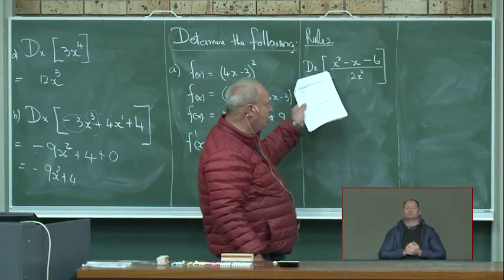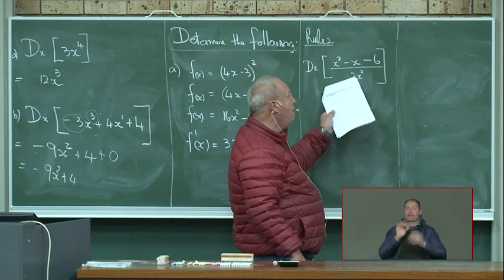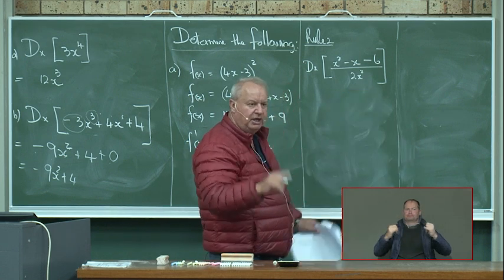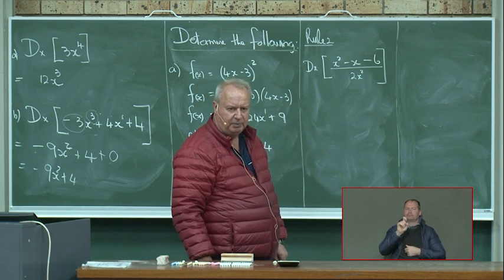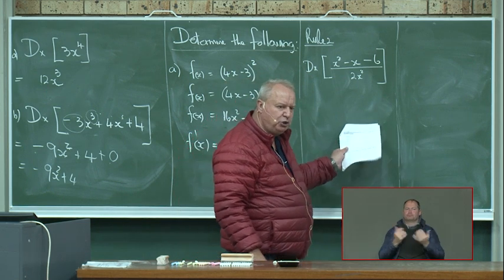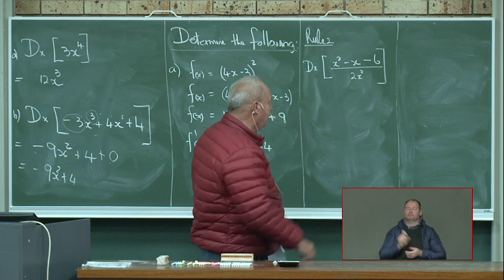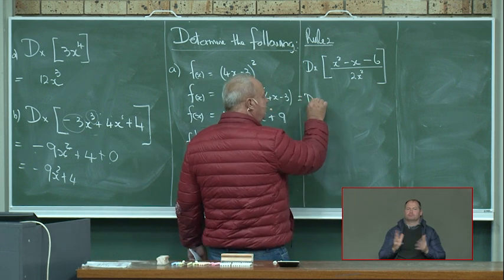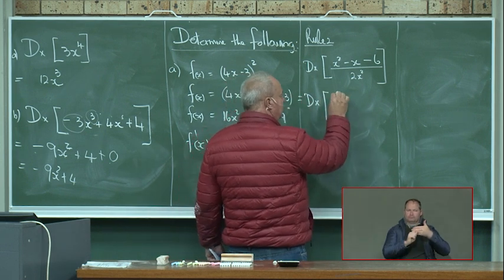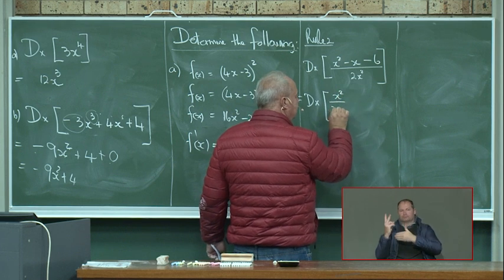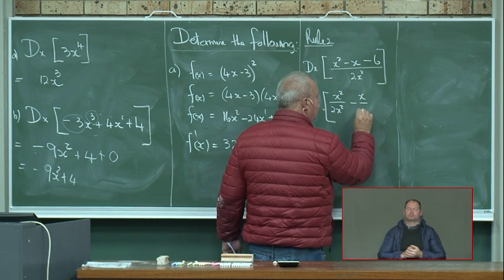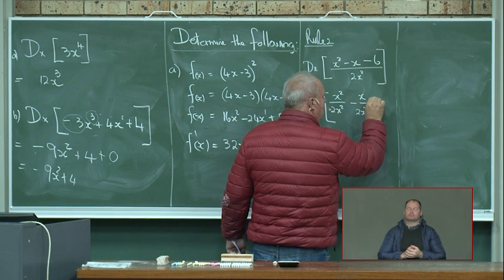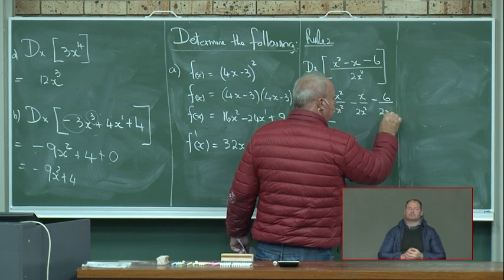But here we've got an expression over a monomial, one term, in terms of x. And we cannot differentiate for x if it's in the denominator. So what must we do to get rid of that x in the denominator? We're going to write each term over the denominator. We're going to say x squared over 2x squared, correct? Minus x over 2x squared. Minus 6 over 2x squared.